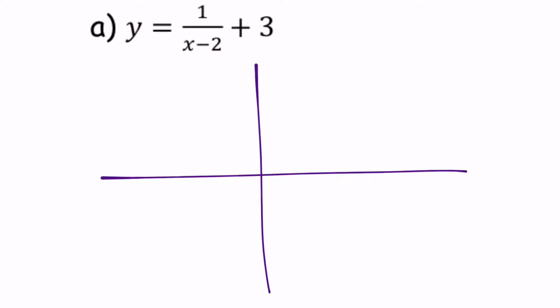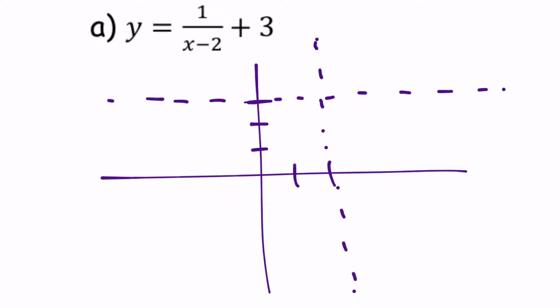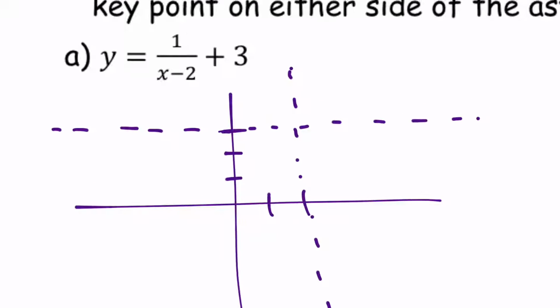X minus 2 shifts the parent graph over to the right. As such, with the plus 3 at the end, it's shifting our vertical asymptote, and it's shifting our horizontal asymptote up by 3. So we get that right there.